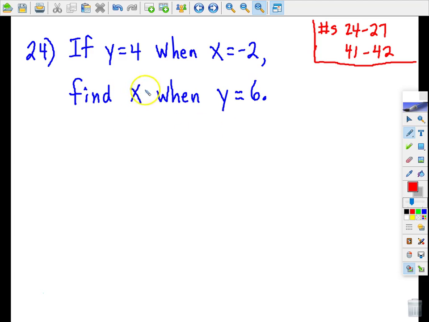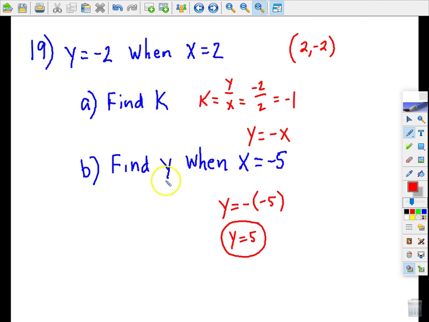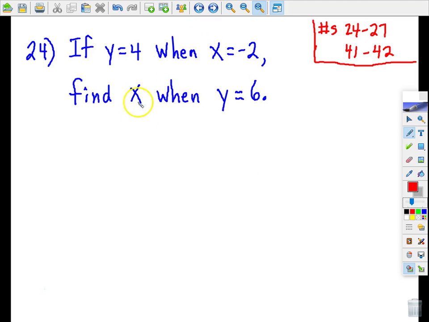If you'll notice, the directions have changed slightly. Before, we were asked to find y given a certain x, or find the output with this input. Well, now they've changed it around on us a little bit. Now we're finding x given a certain value for y. But the way we find k, that constant of variation, it's crucial in doing these direct variation problems. You need to find out what k is. It's always y divided by x. In this case, that's going to be 4 divided by -2, which is -2.